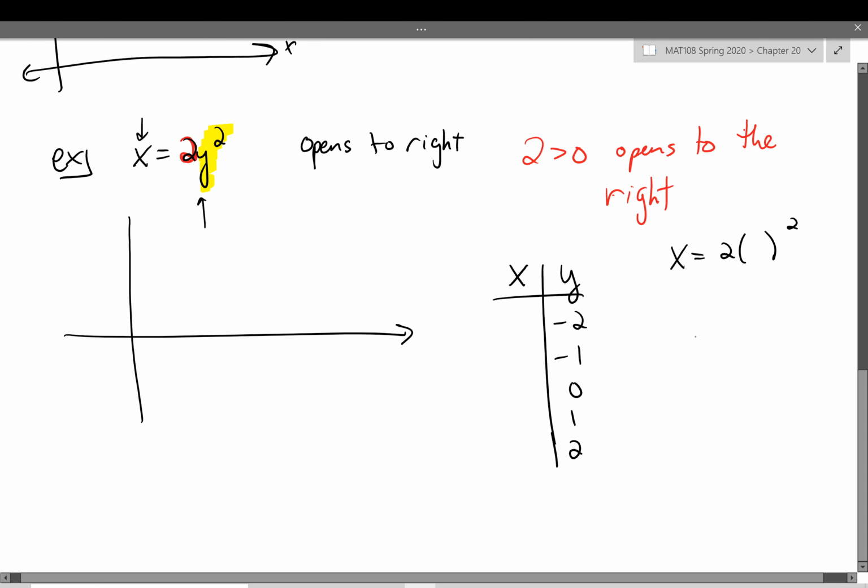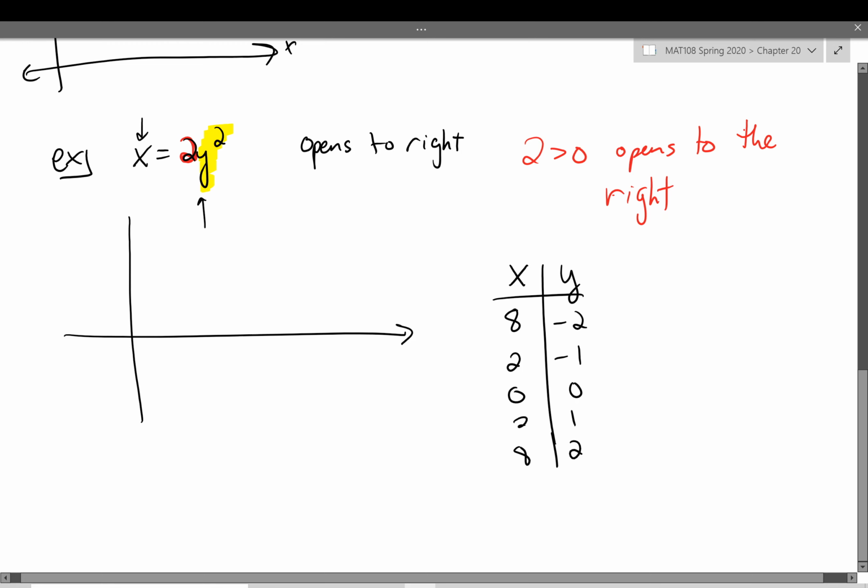So when y equals -2, you get -2 squared, which is 4, and 4 times 2 is 8. Then we have negative 1 squared, which is going to be positive 1, and 2 times 1 is 2. For 0, that one's pretty simple: 0, 0. And then we get 2 and an 8 again. So you can go ahead and work those out.